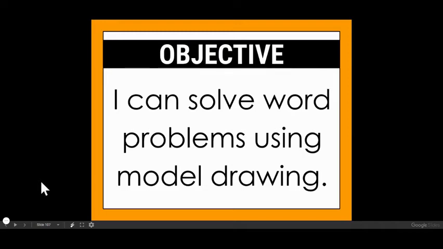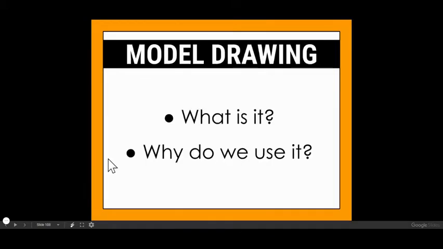Our objective for today is: I can solve word problems using model drawing. So we've already solved word problems by drawing pictures and also using a number bond. Today we're going to try it one more way, and this is using model drawing. So what is model drawing and why do we use it?